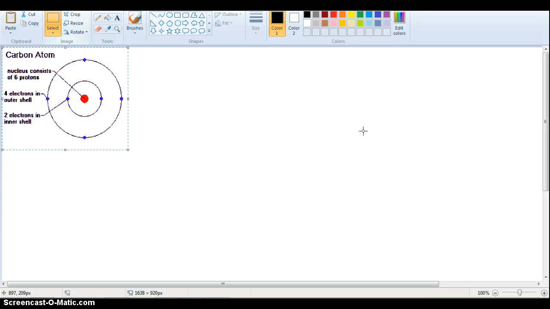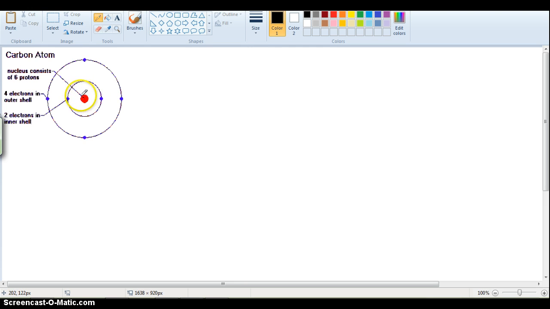Okay guys, today we're going to go over the importance of carbon and bonding, different types of chemical bonds. So you can see on the screen here I have a carbon atom, the carbon atom right here. And we can see the nucleus has, if you look at a periodic table, carbon is the sixth element. Its atomic number is 6, so it has 6 protons in its nucleus.